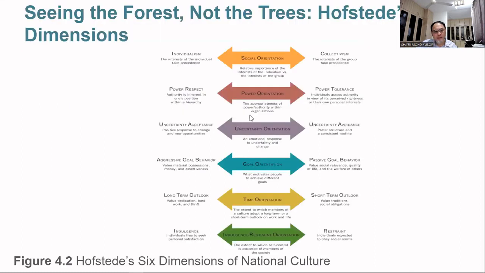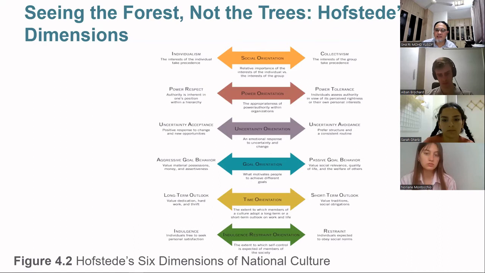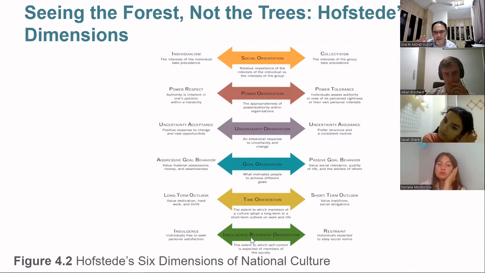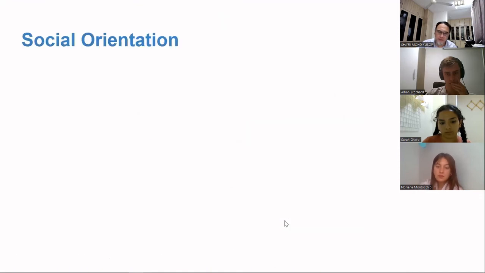I'm going to explain the other approach, which is Hofstede's dimensions. Have you seen this before? Have you studied this before? Okay, so I can just briefly go fast. There are 6 dimensions: social orientation, power orientation, uncertainty orientation, goal orientation, time orientation, and indulgence restraint orientation.